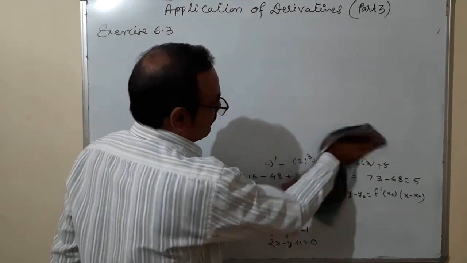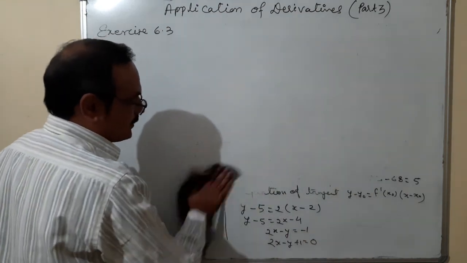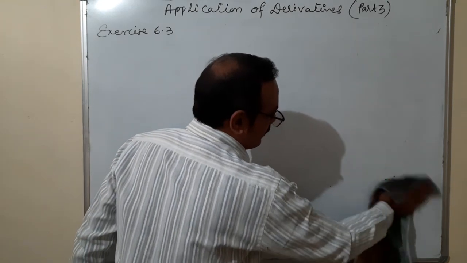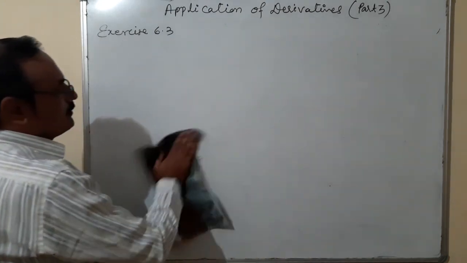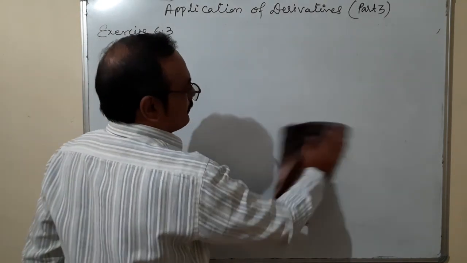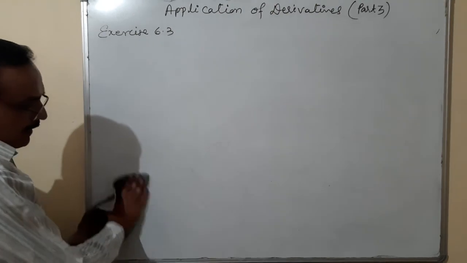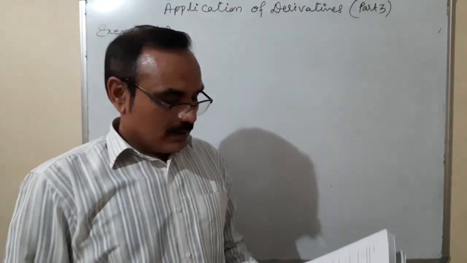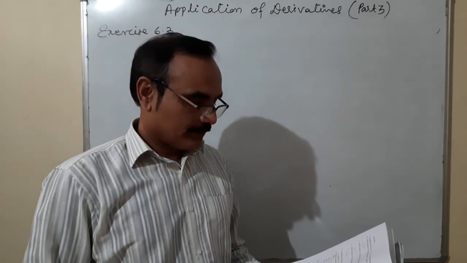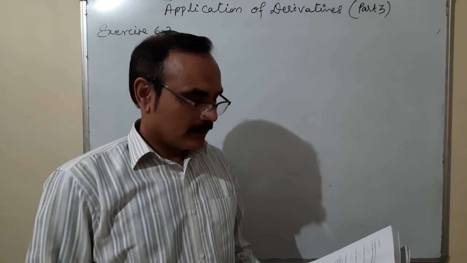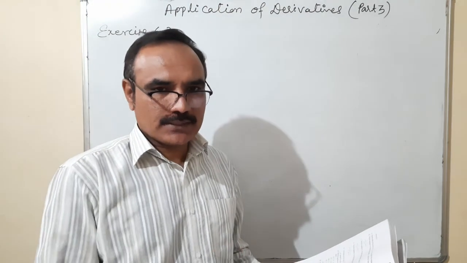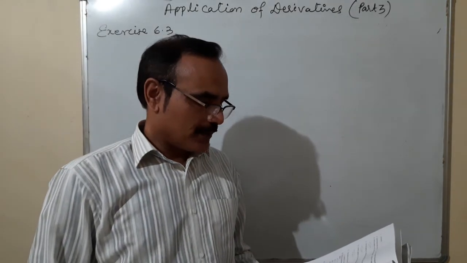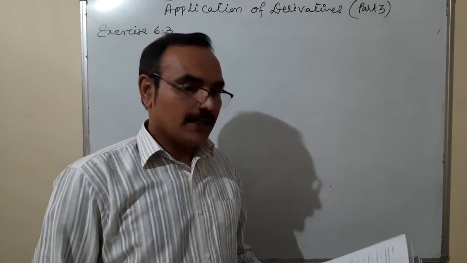After this, a very interesting question I am taking. Where it is given parallel to x-axis, that means dy by dx is equal to 0. Parallel to y-axis, dy by dx is equal to 1 upon 0. One question I am taking from it, that is question number 18.